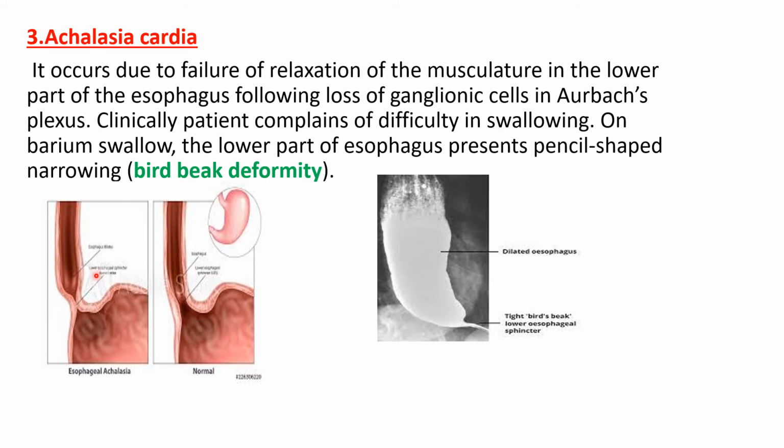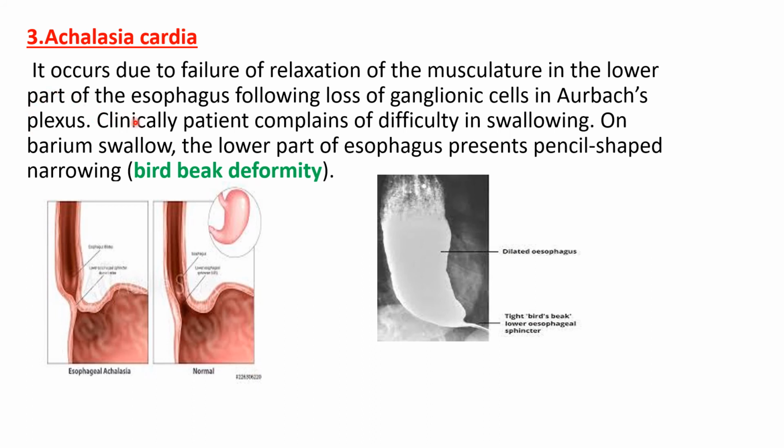Achalasia cardia. So this is the normal esophagus, and this is the esophageal achalasia. So as you can see here, compared to the normal one, the lower part of the esophagus seems like it is constricted. So it occurs due to the failure of the relaxation of the musculature of the lower part of the esophagus, following loss of ganglionic cells of Auerbach plexus. So Auerbach plexus is also called enteric nerve plexus.